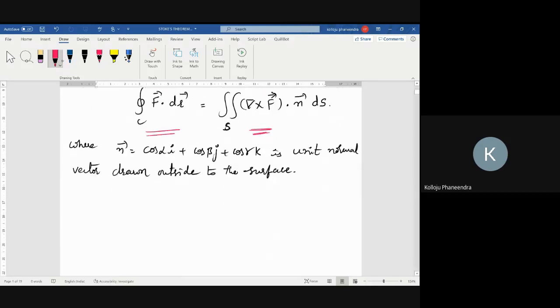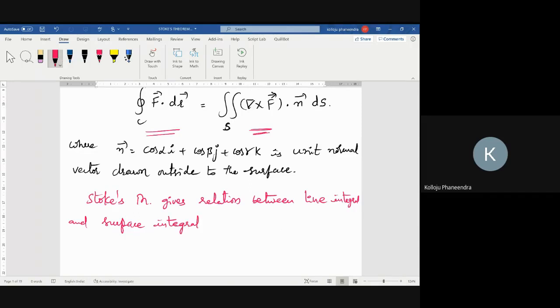And what is this one? Stokes theorem gives a relation between line integral and surface integral. This is the first point.